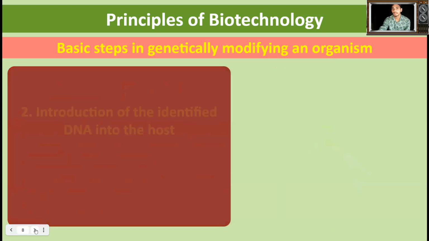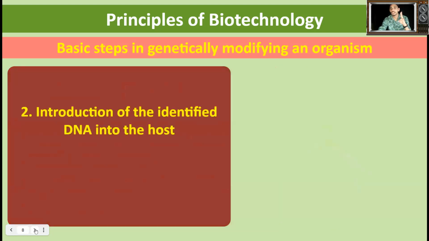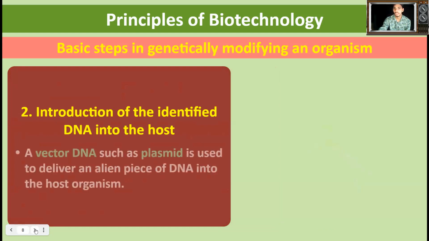Now next part, second, that we have studied, introduction of the identified DNA into the host. How can you incorporate into? How can you like introduce that into that? So this is how to study now. So a vector DNA. What we require? A vector DNA. What is a vector? For example, suppose I want to go from my home to my college. For example, so I will take an auto. So what is an auto over here? Or I will go by bike. So bike is a vector.